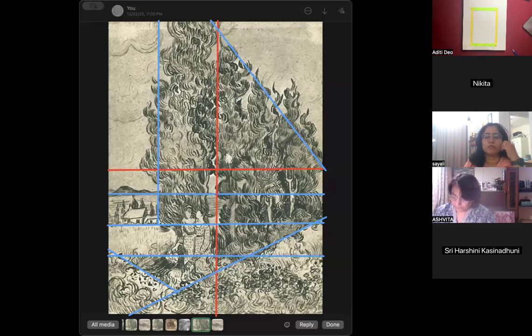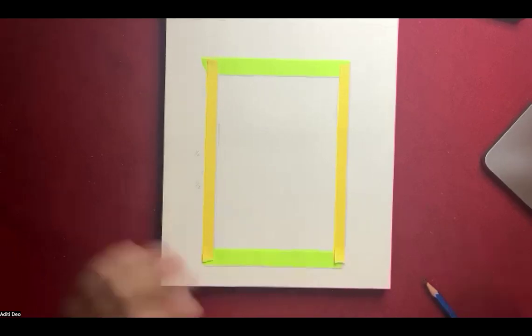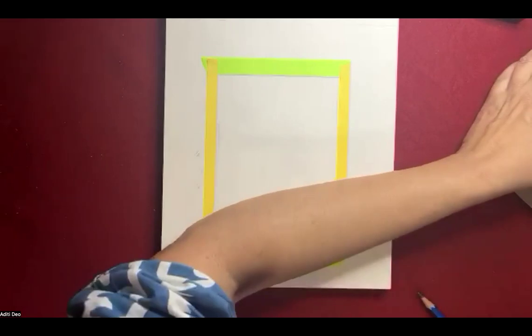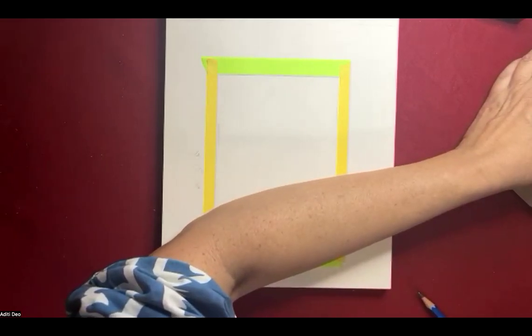Okay, so I'm going to share this with you, and I want you to visually break up your spaces into these shapes to begin with. All right. Let me share the image.